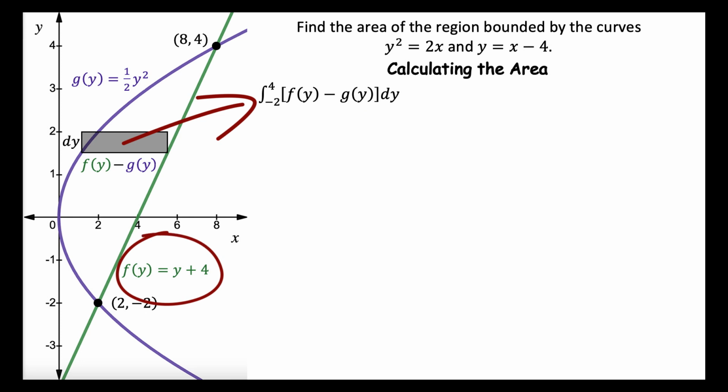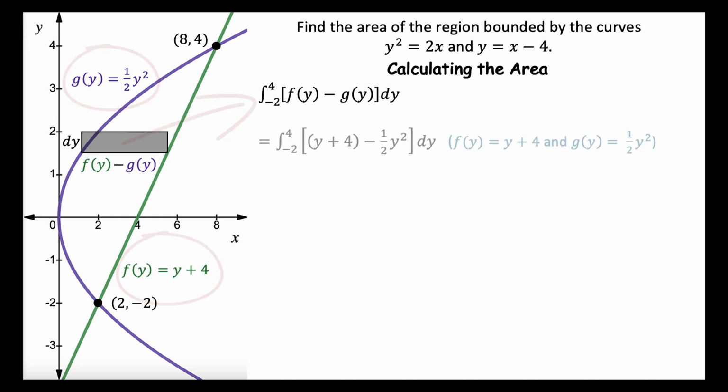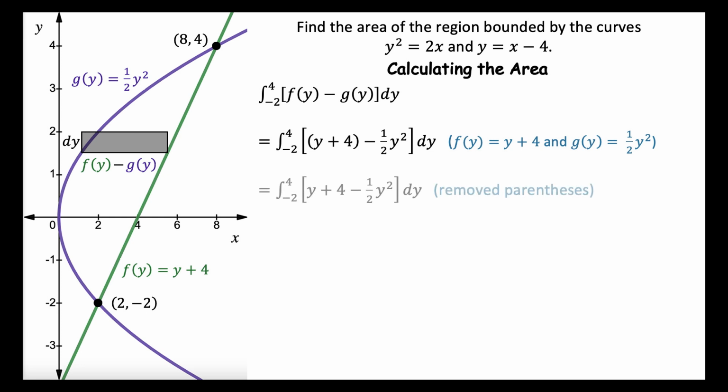Substituting f of y equals y plus 4 and g of y equals 1/2 y squared gives us the integral from y equals -2 to y equals 4 of the quantity y plus 4, end quantity, minus 1/2 y squared dy. Removing the parentheses on y plus 4 gives us the integral from y equals -2 to y equals 4 of y plus 4 minus 1/2 y squared dy.